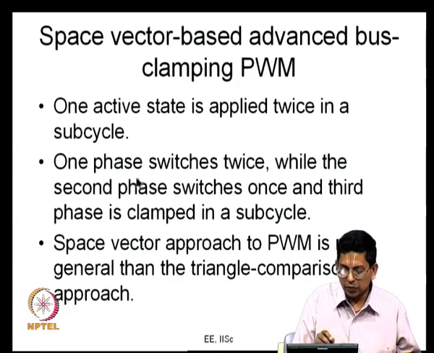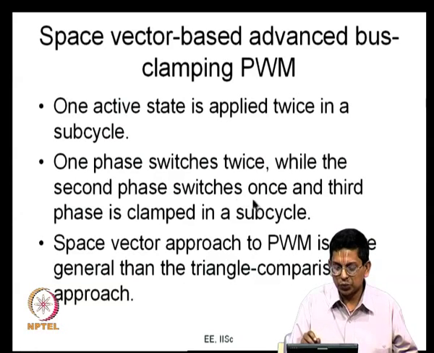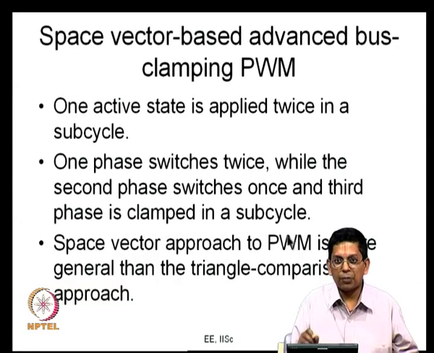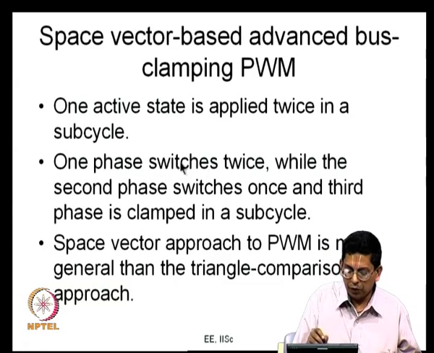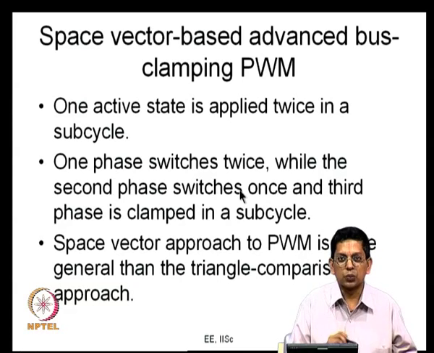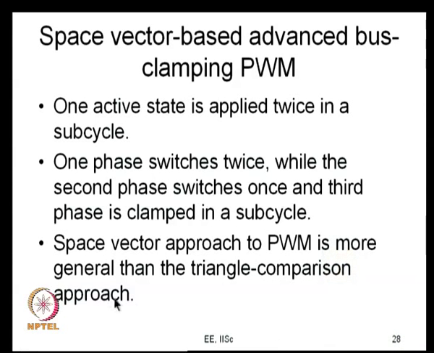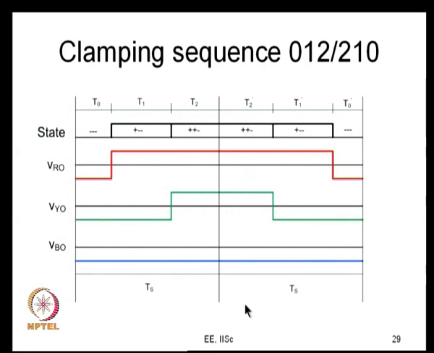You have a situation where one phase switches twice while the second phase switches once and the third phase is clamped. In bus clamping, you will have the situation where two phases switch once in a half carrier cycle and one phase is clamped. In advanced bus clamping, one phase switches twice, the second phase switches once, while the third phase is clamped. This is the difference. Now we are going to say the space vector approach is more general than the triangle comparison approach, which is what we are going to bring out now.